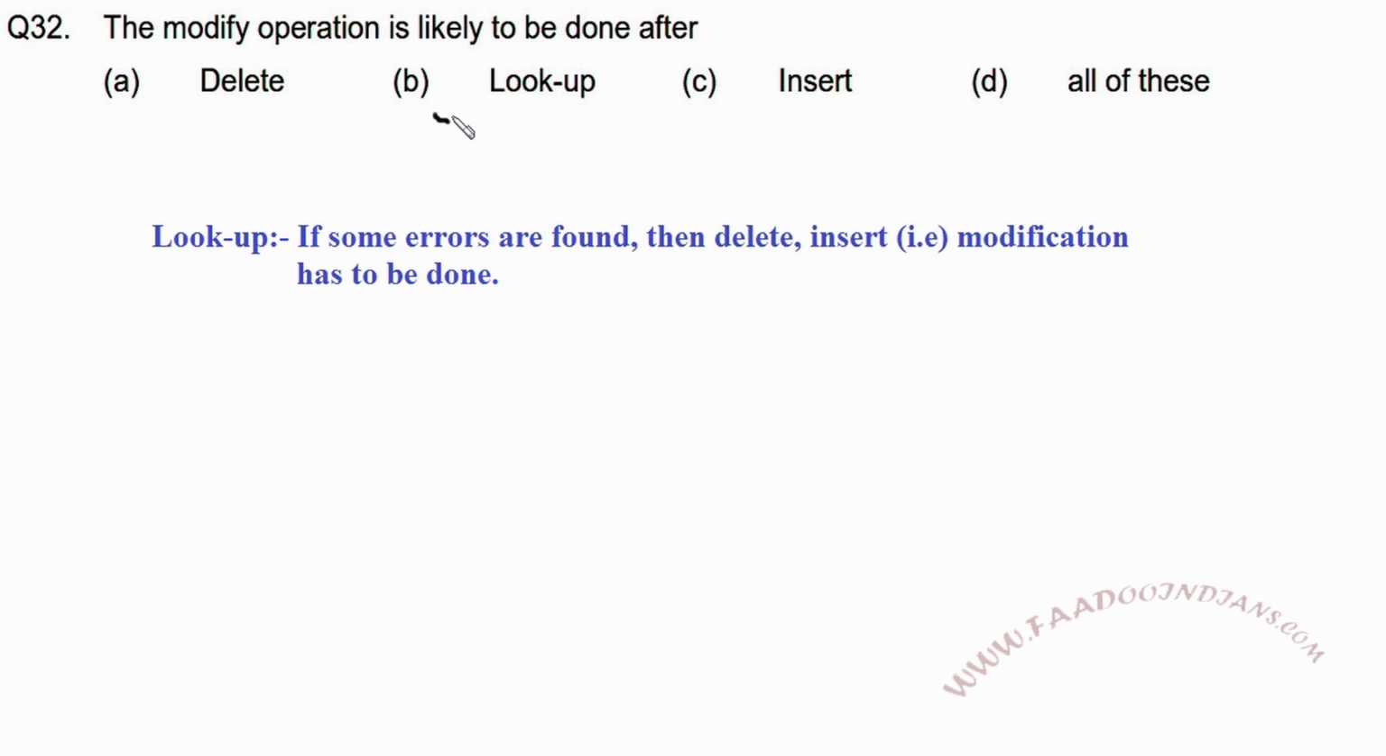32. The modify operation is likely to be done after lookup. That is, if some errors are found, then delete, insert, that is, modification has to be done. This is your 32nd.